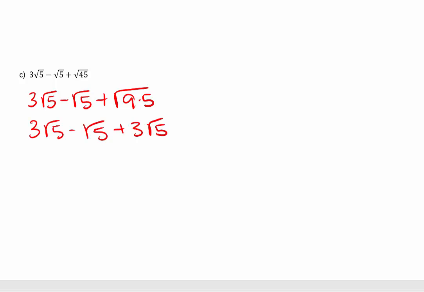All right, one more example. We're going to simplify the root 45 first. 45 is 9 times 5, and root 9 is 3. All of these are like radicals, so I'm going to add their coefficients. 3 minus 1 plus 3 would be 5, and so my final answer is 5 root 5.